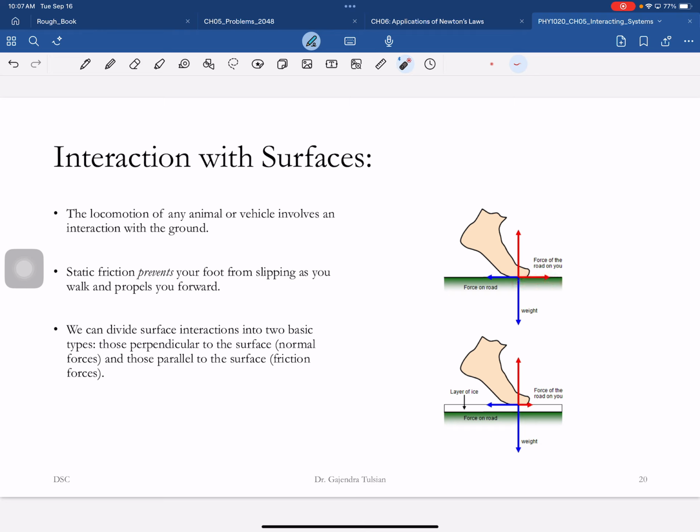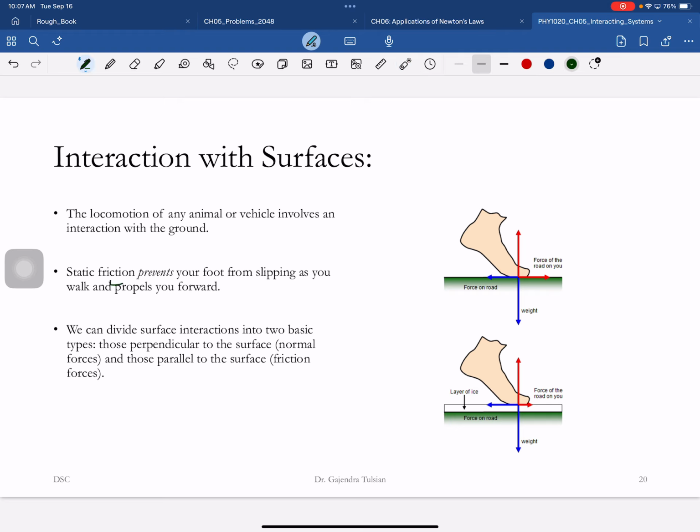So the locomotion of an animal or vehicle involves an interaction with the ground. Static friction force prevents your foot from slipping as you walk and propels you forward. We mentioned this before: when I'm walking, I'm pushing back, and if my foot slipped, if there was no friction, then I couldn't walk. I couldn't go anywhere. So I'm relying on friction. I'm pushing back, and that friction force is what's propelling me. There are two kinds of friction, static and kinetic friction, and we'll talk about that in a little bit.